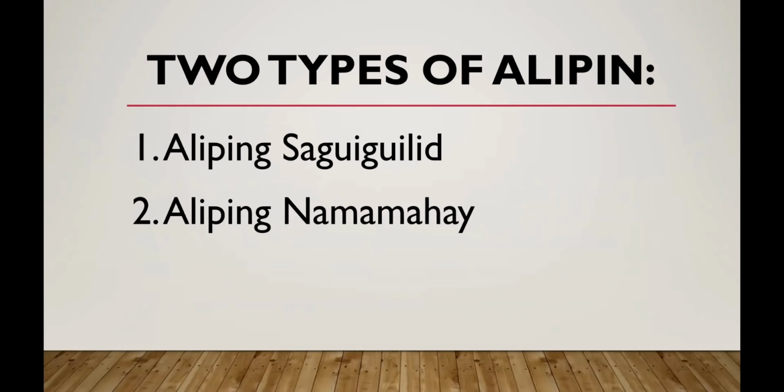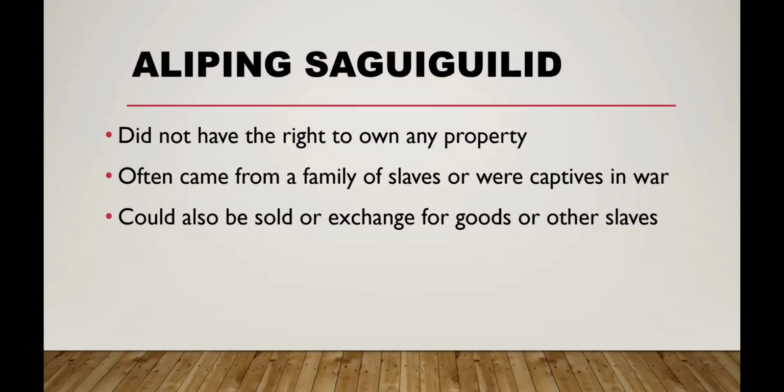So there are two types of alipin: the aliping sa gigilid and the aliping namamahay. When we say aliping sa gigilid, these are persons who don't have the right to own any property, and also often came from families of slaves or were captives in war, and could also be sold or exchanged for goods or other slaves.